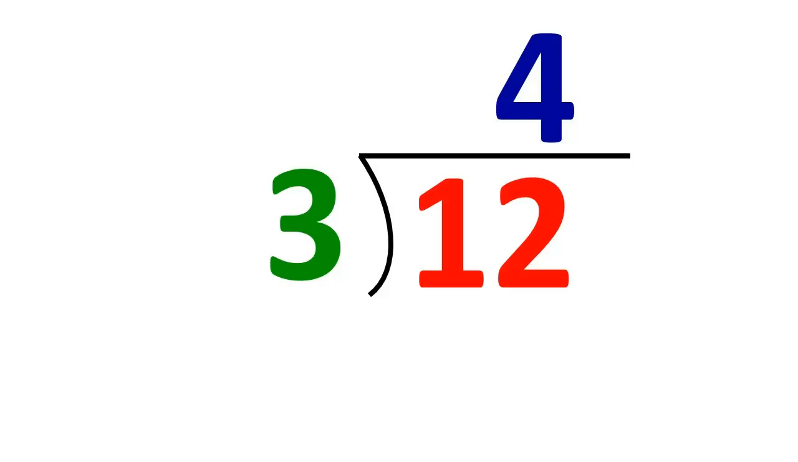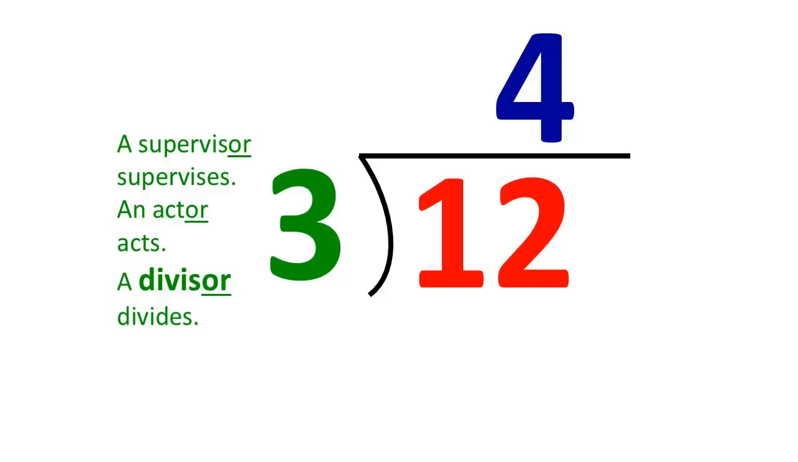Before we begin, let's start by reviewing the words for the different numbers in division. The number outside of the division bracket on the left is called the divisor. The OR ending means it is doing an action. Just like an actor or a supervisor, the divisor is doing the action of dividing.